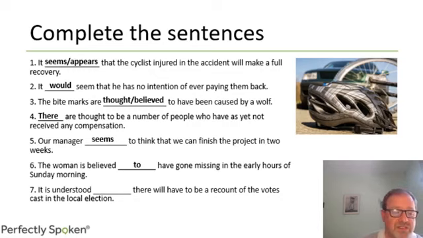And of course it is it plus reporting verb, passive reporting verb, plus that plus clause. It is understood that there will be a recount of the votes cast in the local election.